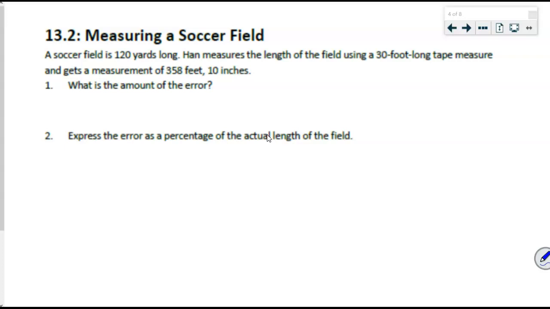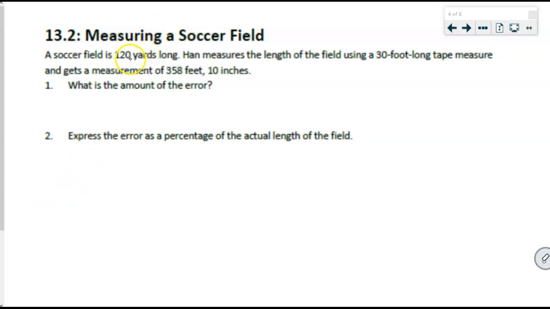I want you guys to put your heads together. What is the error? Notice again, we know for sure it's 120 yards long. This is what Han measured. So what is the error? And then part 2, express the error as a percentage of the actual length of the field. Let's put our heads together. Let's work on that. I'm going to give you guys a head start. Pause the recording while you guys give it a try, and then we'll talk. Ready, set, go.